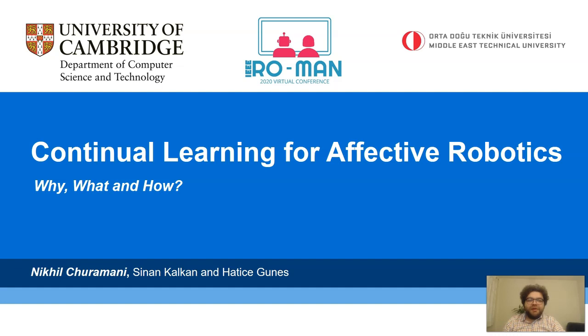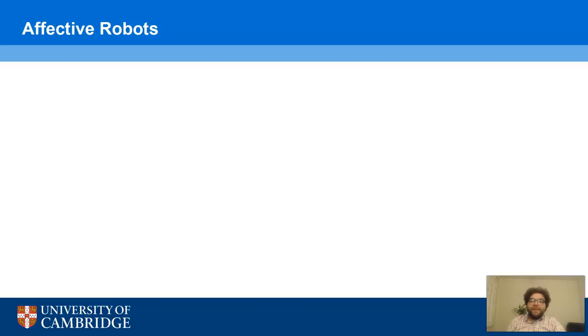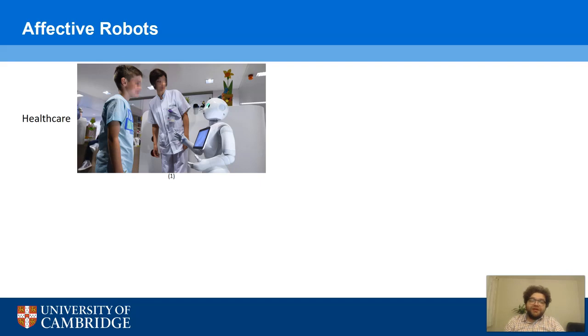I'll be talking about our paper on continual learning for affective robotics and taking you through why it is needed, what it means, and how we achieve it. Let's get started. Affective robots are becoming ubiquitous in our lives.